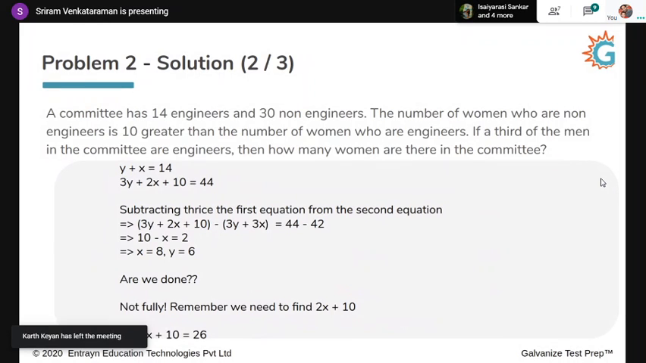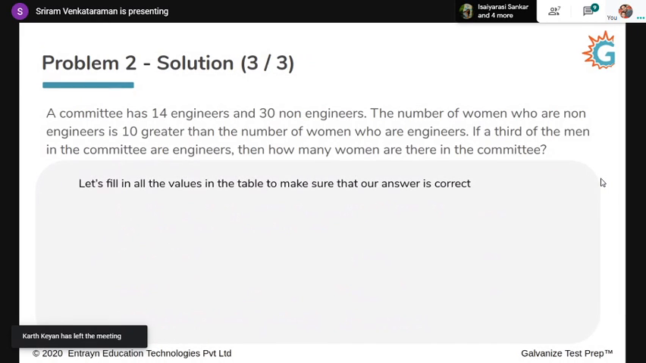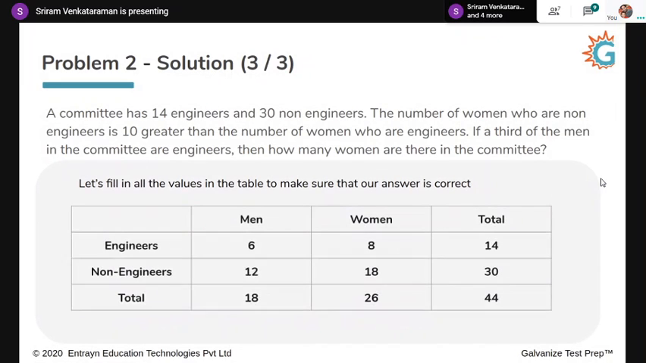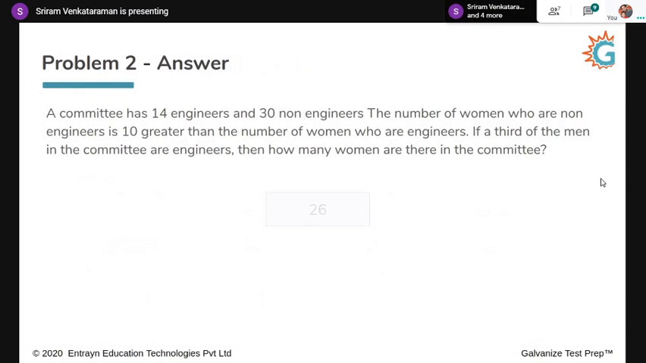Right? So I'm just going to do a very quick check. Right? I'm going to fill in all the values in the table to make sure that our answer is actually correct. So if I were to fill it, this is what I would get. Right? There would be 6 men engineers and totally 18 men. So that is indeed one third. And I would get 8 women who are engineers and 18 women who are non-engineers, and the difference is 10. Right? So these numbers work, right? And the answer to the question is 26.